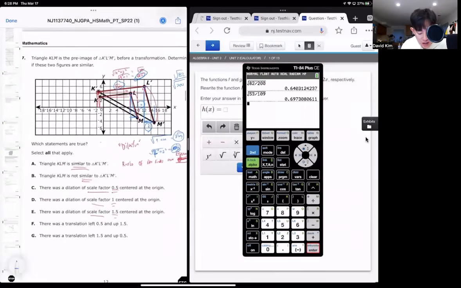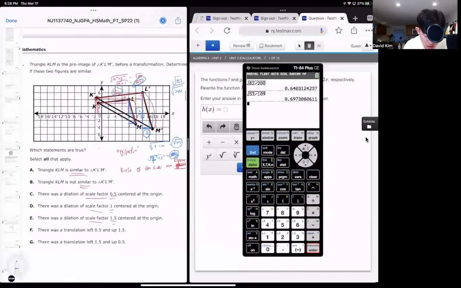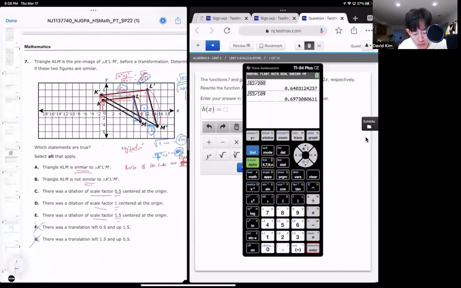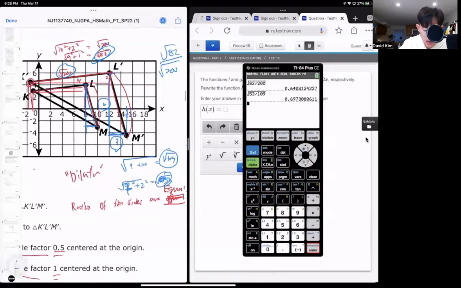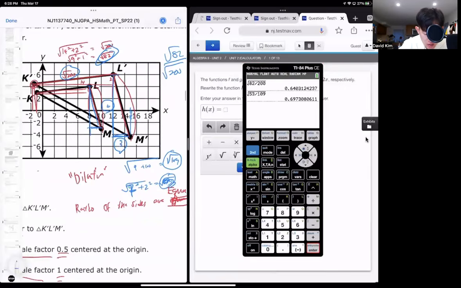Well, there was a dilation of scale factor of 0.5 from the origin, or this is 1 point. This is definitely a dilation question, so there's not going to be a translation here whatsoever. But let's just check K prime M prime just in case. I just want to verify.